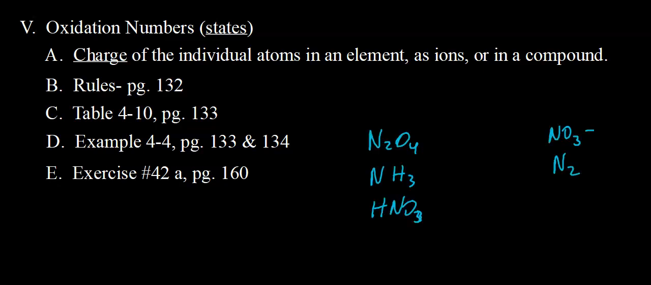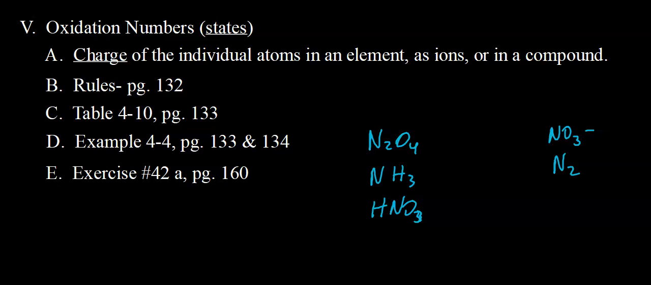So if you take a look at the rules, oxygen has the same oxidation state in most of its compounds or ions. So oxygen has an oxidation state of -2. So in N2O4, we have 4 -2s, which need to be balanced with 2 nitrogens. So we have to determine the oxidation state of each nitrogen.